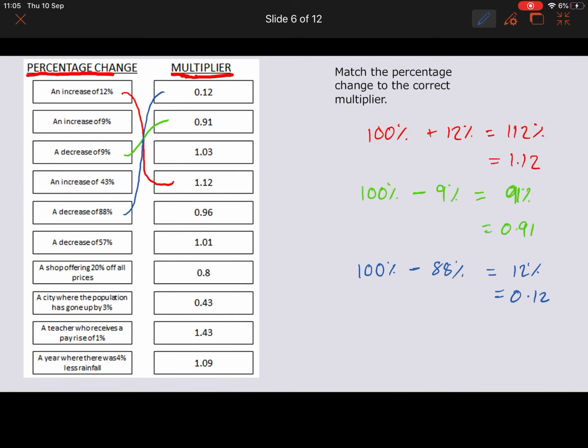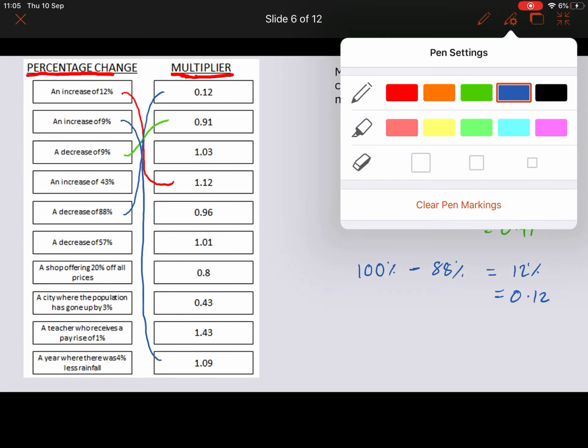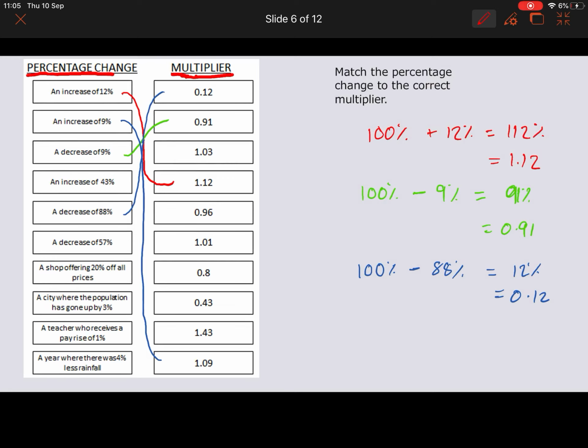Okay, a decrease of 88% should have, from 100% means we're left with 12%, which is 0.12. So actually this is the one that should have matched with the top. Okay, let's do the others.